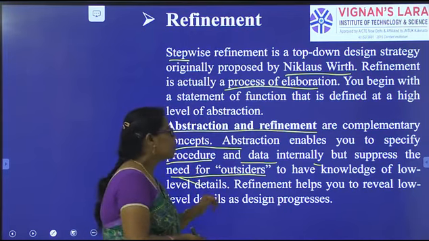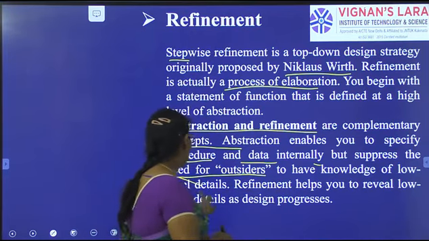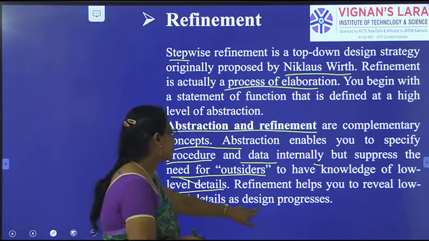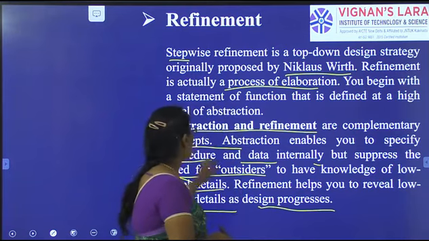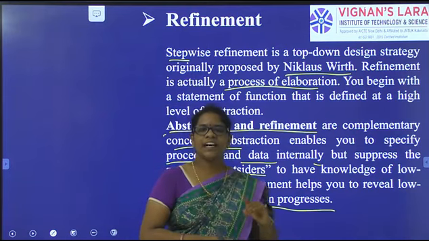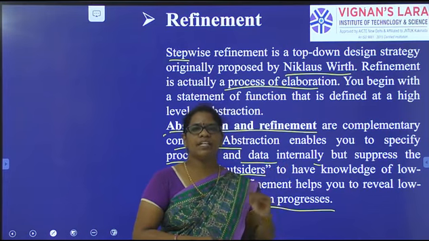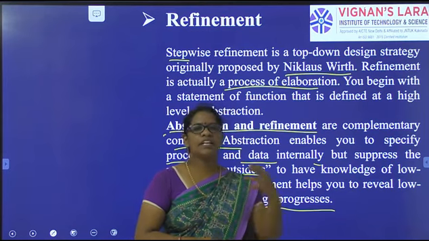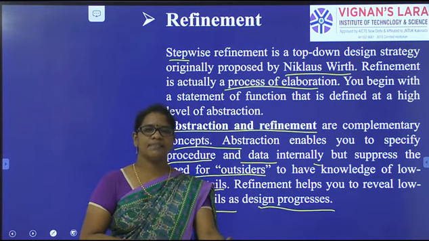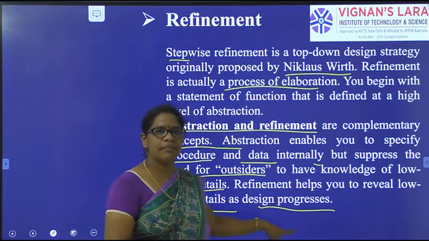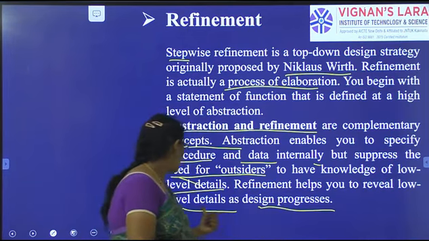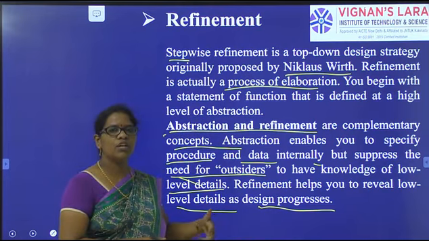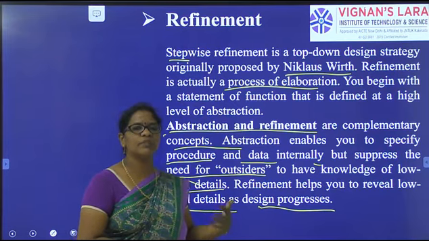So that is the thing here, to have knowledge of low level details. Refinement helps to reveal low level details as a design progresses. Abstraction hides the data from the high level, and it will not reveal whatever functions, variables or attributes you described in the class to the next low level classes. That is the abstraction. Whereas refinement reveals the low level details in the design process. In low levels, whatever things you have defined will be revealed.